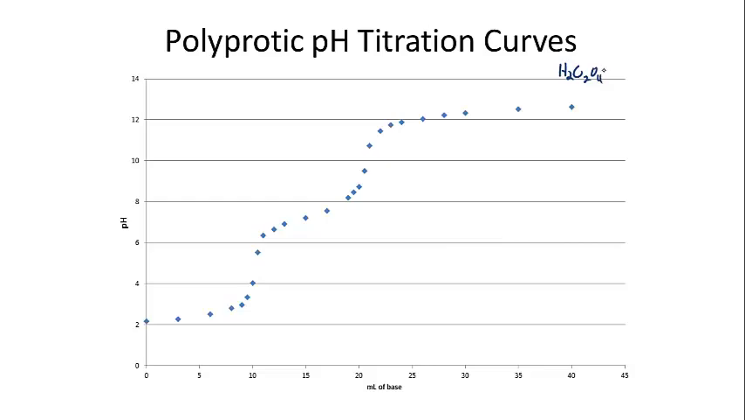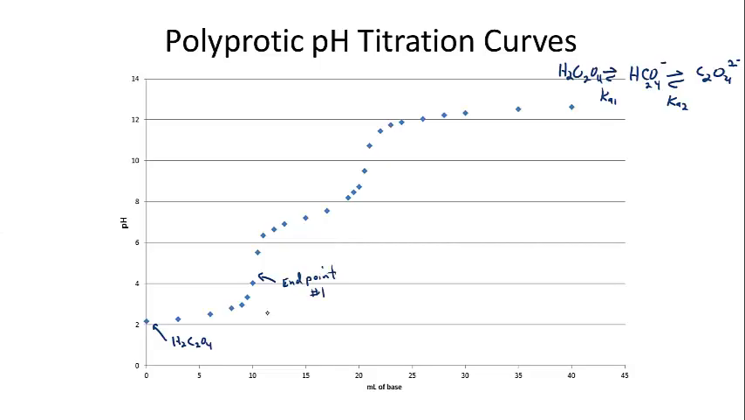H2C2O4 goes to make HC2O4 minus, which then goes to make C2O4 2 minus. And so what happens is this first step involves one K, and the second step involves another K. And so there's 2 titrations that go on. The first titration, we start here with H2C2O4, and in the first titration, this here is the equivalence point, the end point.